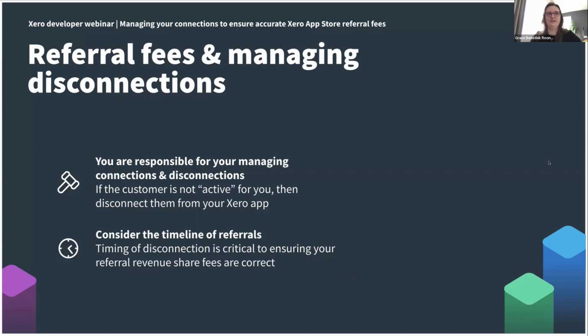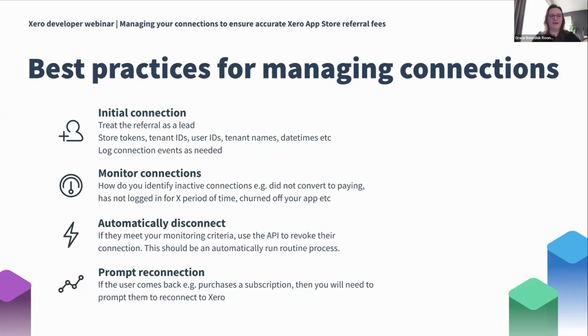So given that, let's talk through some best practices for managing connections. We've got a blog that we'll send through to you that talks through this in a little bit more detail, but I'm going to provide a summary for you here. The first thing is in the initial connection, you need to first treat them as a lead. And second, ensure you store the data that you need. So that is tokens, tenant IDs, user IDs, tenant names, date times, anything that you think is relevant to the experience that you're trying to create, and also managing the connections process.